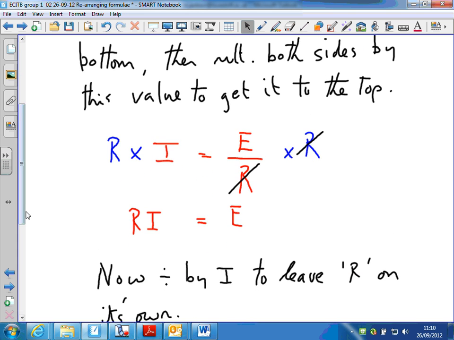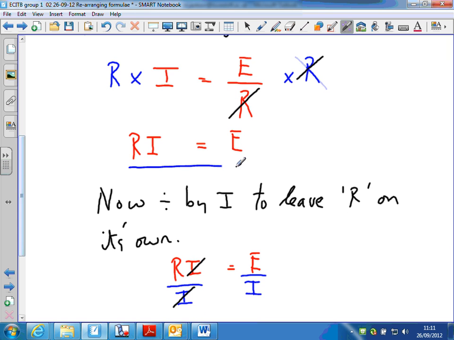So if I multiply both sides by R, here's the original formula, I equals E over R, multiply both sides by R, and you can see that the R's cancel on the right hand side. So I'm just left with R times I equals E. Now that means at least that the thing I'm trying to isolate is at the top.